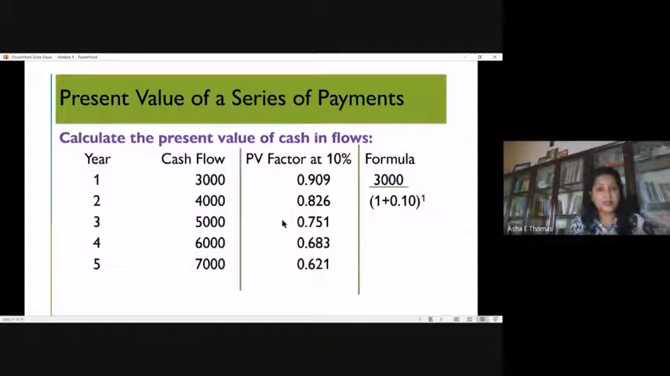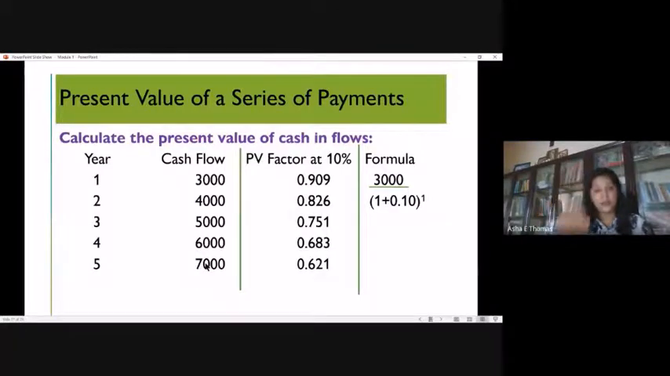In this example, which is in front of you, it is not regular cash flows, it is not an annuity. But when you have a situation like this where you have 5 years, and after 1 year you are getting an inflow of 3,000, after the second year an inflow of 4,000, after the third year 5,000, the fourth year 6,000, and the fifth year 7,000.